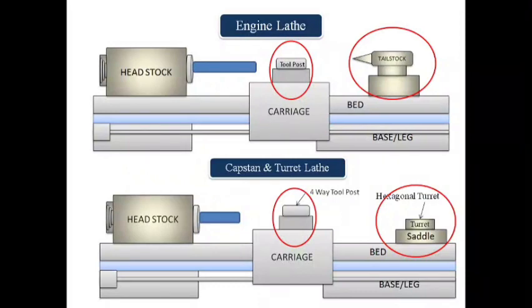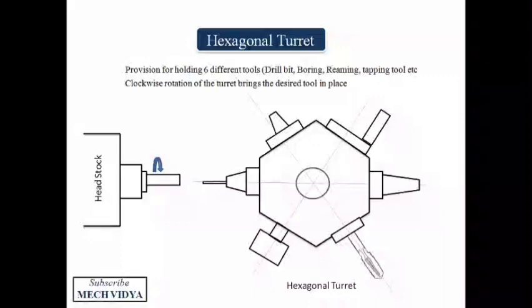Now let us try to analyze the hexagonal turret in detail. This is how the turret looks from the top view. Here you can see 6 different tools can be mounted on the turret. Suppose after using the tool fitted at position 1, we want to use the tool at position 6. Simply we need to turn the turret by 1 division, and so on. We can go on changing different tools.